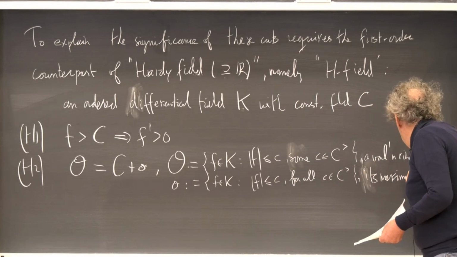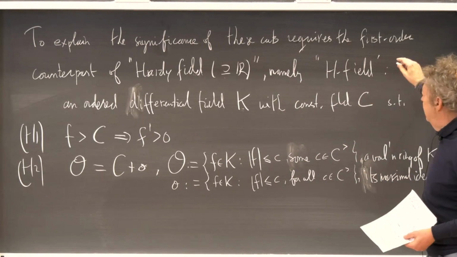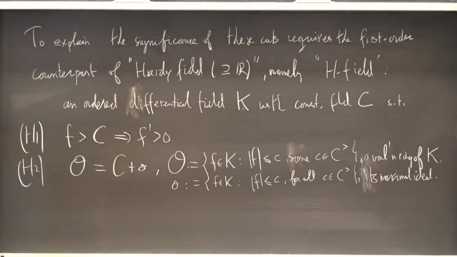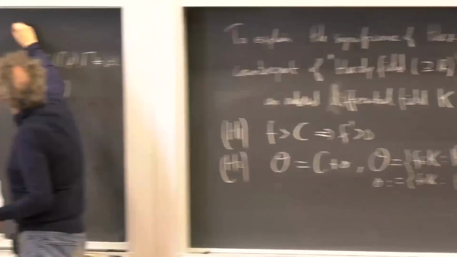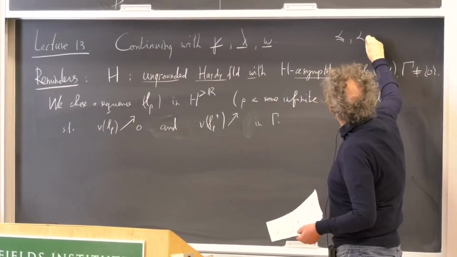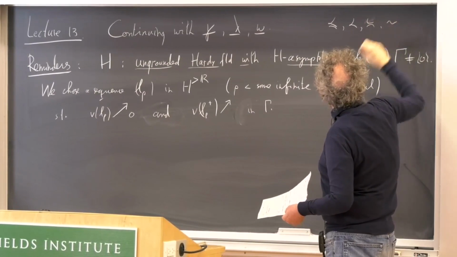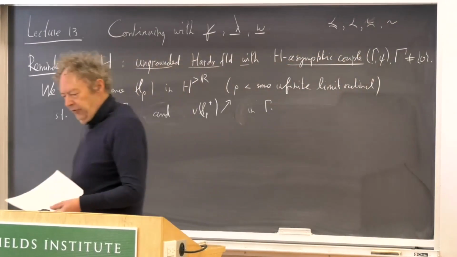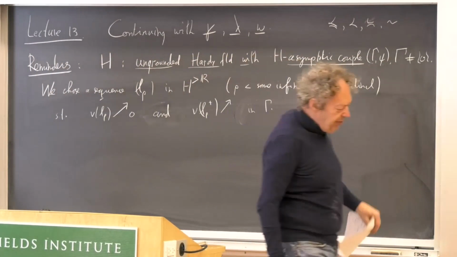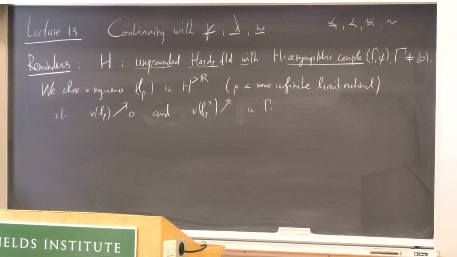And we adopt all the usual notations: when you have a valued field, it automatically leads to definitions of these binary relations on the field. For example, f is dominated by g simply means that the valuation of f is greater than or equal to the valuation of g, etc.